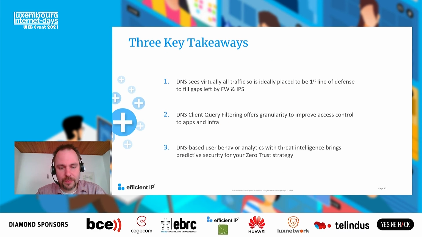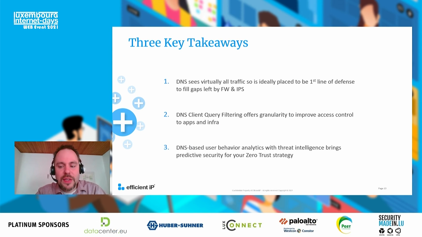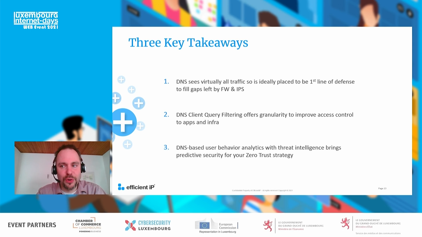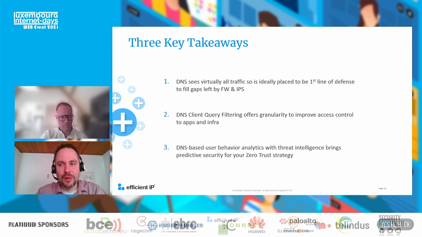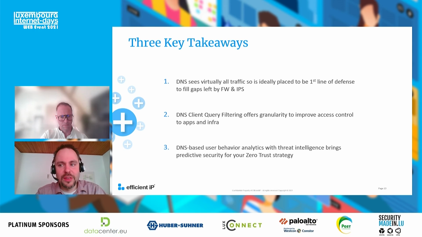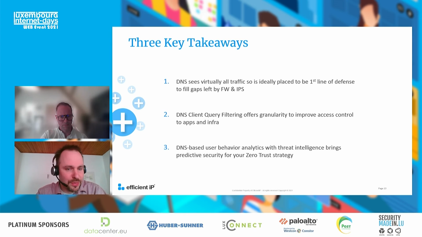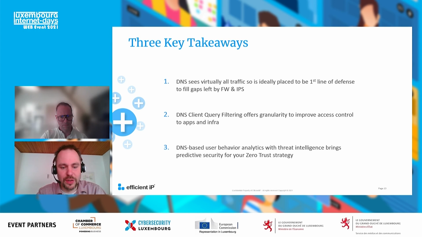Next slide. So as a summary, there are 3 key things to remember from this session. First of all, DNS sees virtually all traffic, so it's ideally placed to be the first line of defense for your networks. Secondly, by making use of client query filtering, this will help you improve the access control to your vital applications and infrastructure. And combining DNS-based user behavior traffic analysis with threat intelligence will definitely make your zero trust strategy more effective. I will leave you with a recap of these benefits, and I will now hand over to my colleague, Norman.